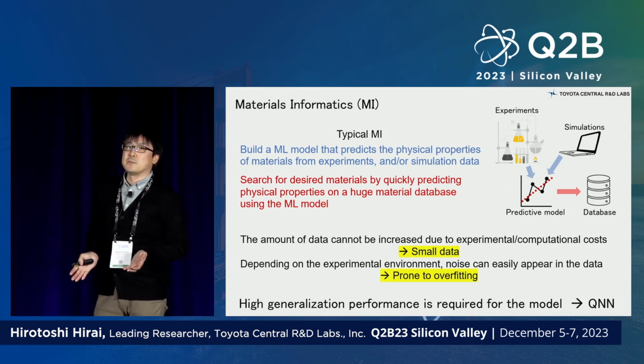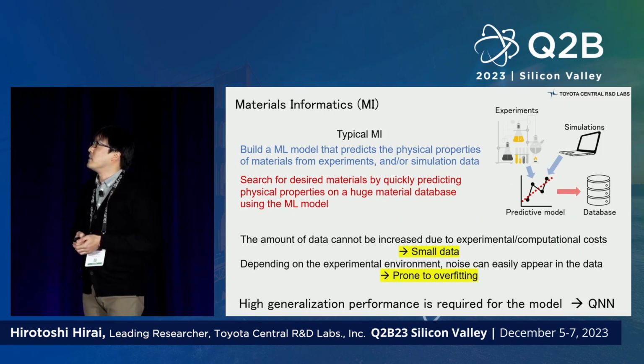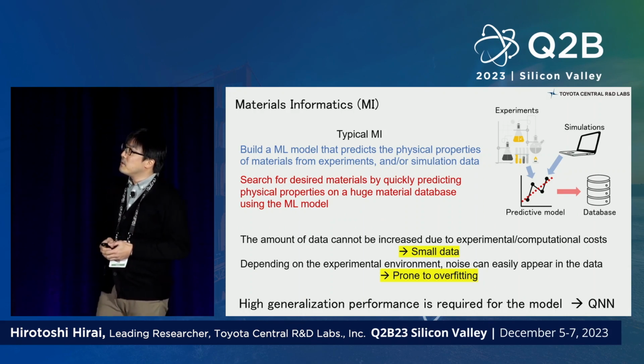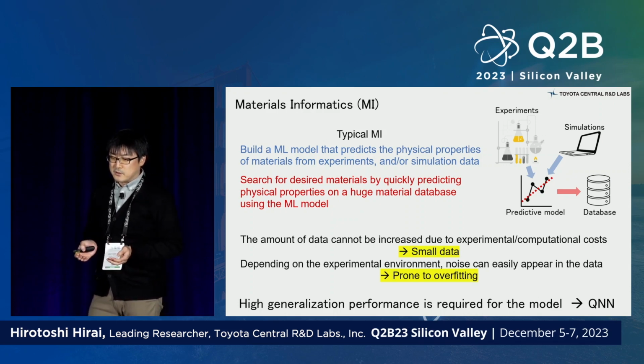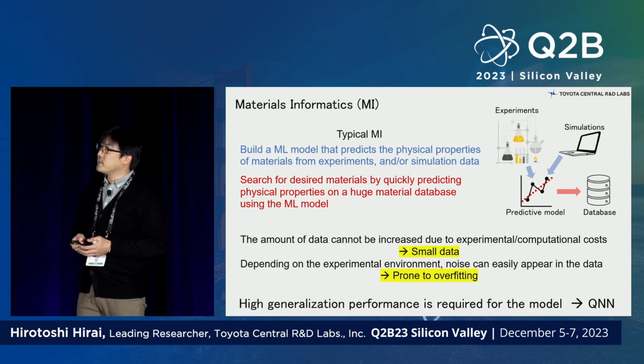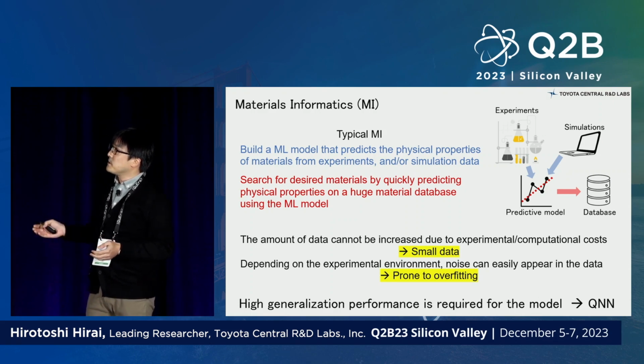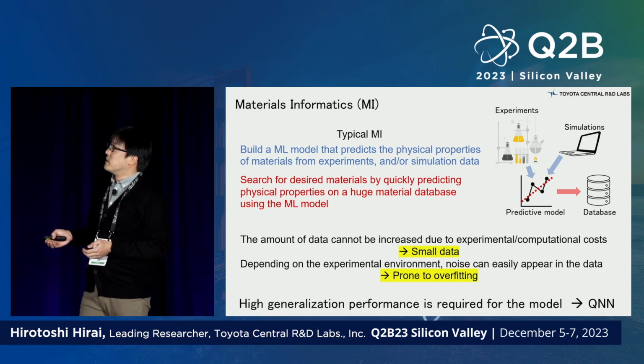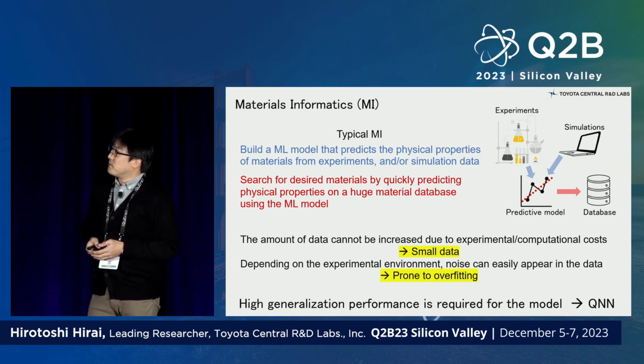This feature of QNN is very suited for materials informatics because in a typical MI problem, we build a machine learning model that predicts the physical properties of materials from experiment and/or simulation data. Then we search for desired materials by quickly predicting physical properties on a huge material database using this machine learning model. However, there are two major problems here.